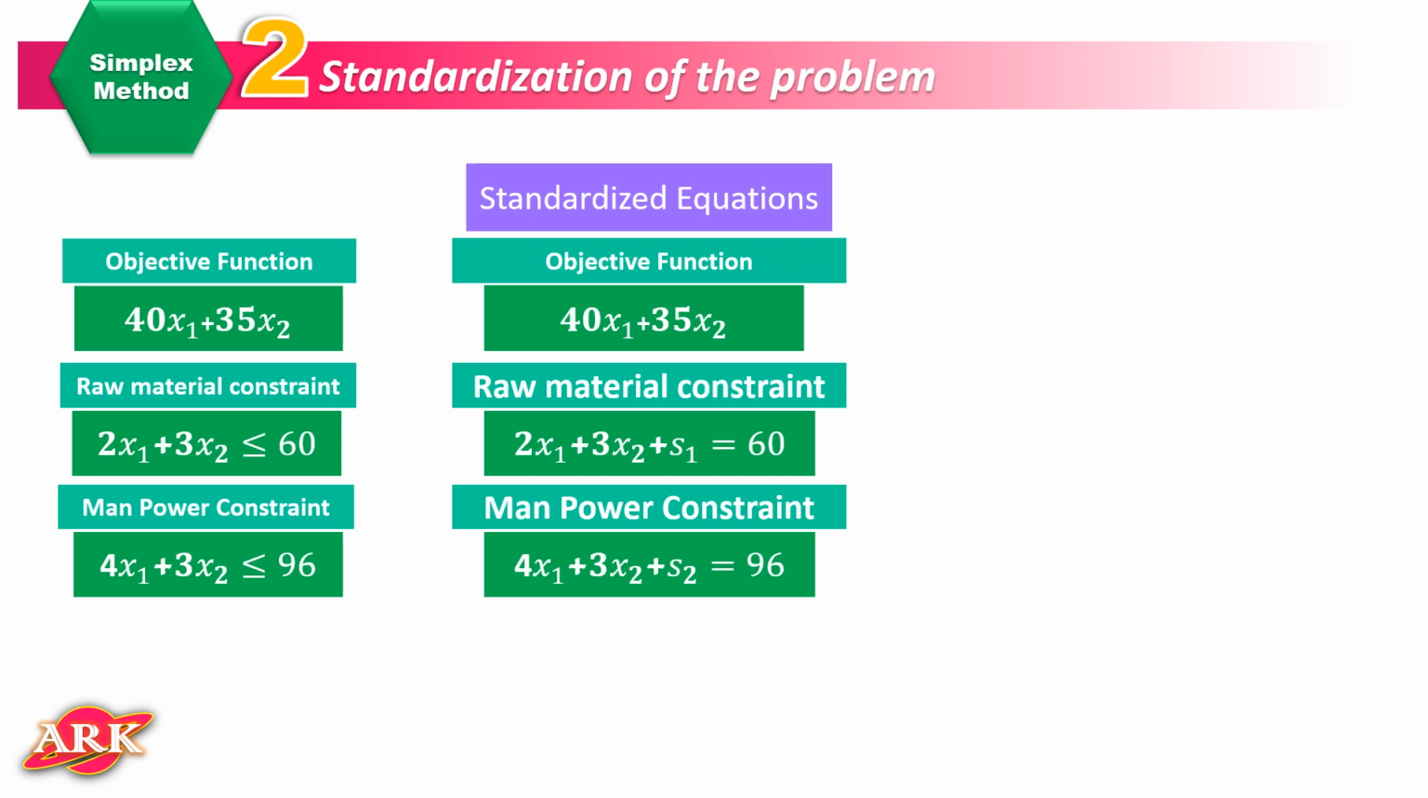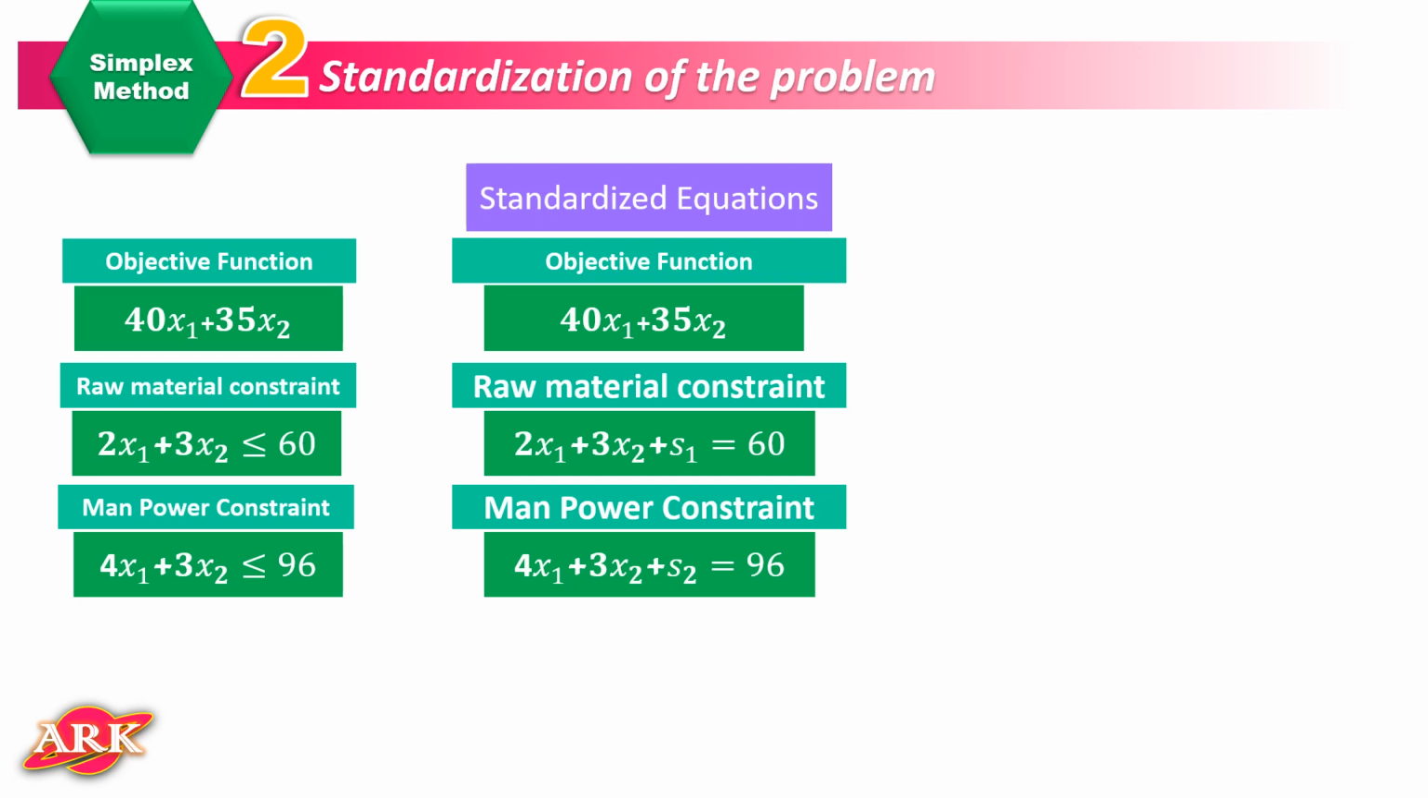These are standardized equations, but to process the problem some more levels, we have to transform these standardized equations into the standard form, where standard form represents that every equation should consist of all the variables that are there in the system of linear equations. So if we have to introduce all the variables like x1, x2, s1, s2 in the objective function, raw material constraint and manpower constraint, the standard form will be like this.